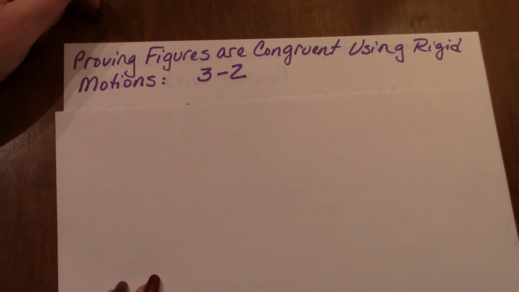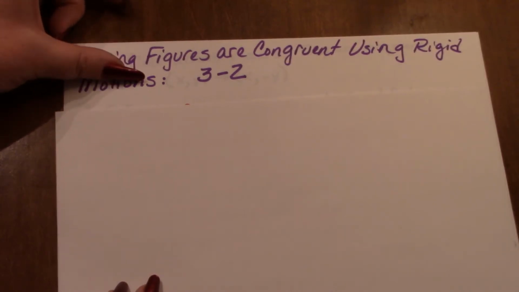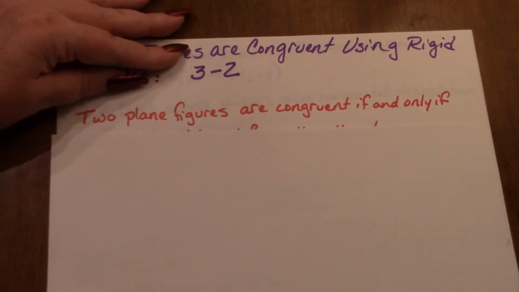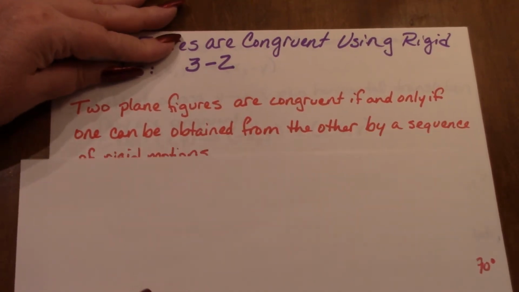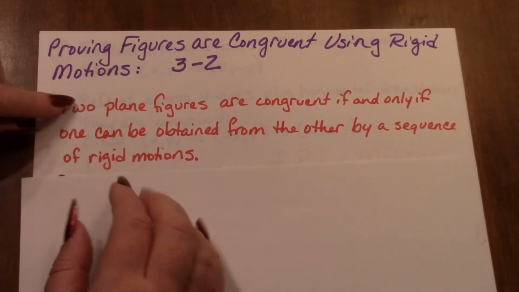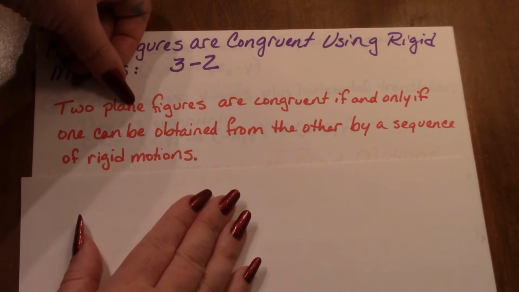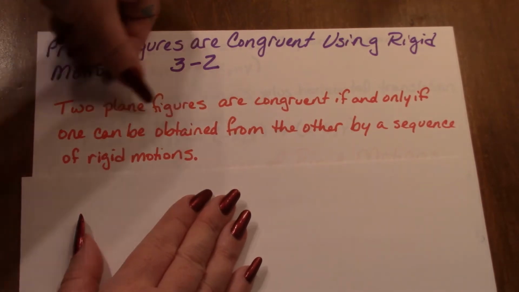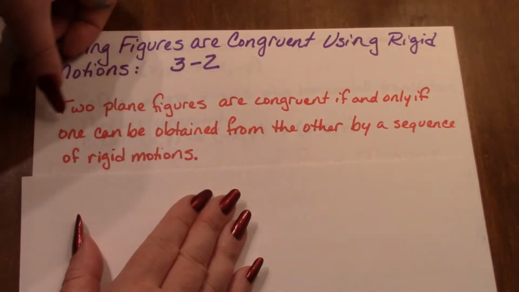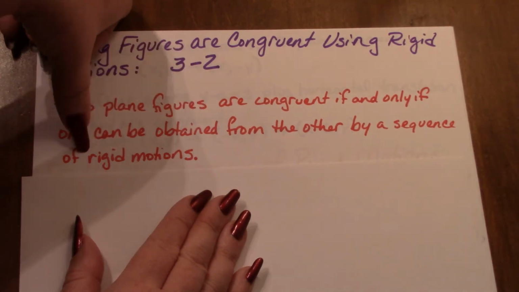Today we are proving that figures are congruent using rigid motions. So we're kind of going to do the backwards part of what we did yesterday. We can prove that two plane figures, which means they're two-dimensional, they exist on a plane, are congruent if and only if one can be obtained from the other by a sequence of rigid motions.